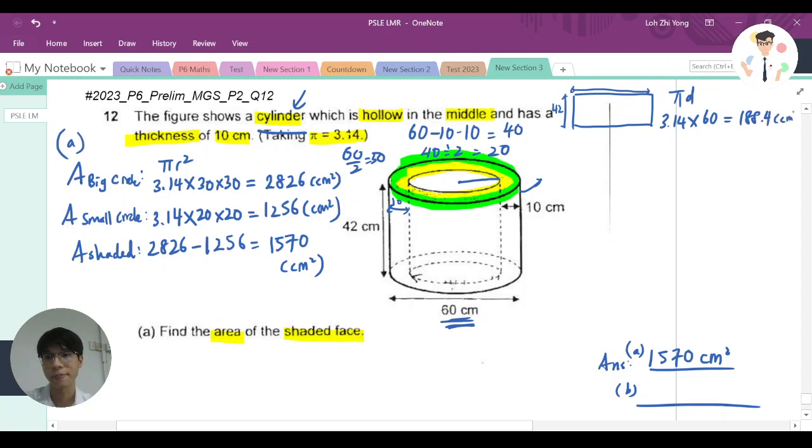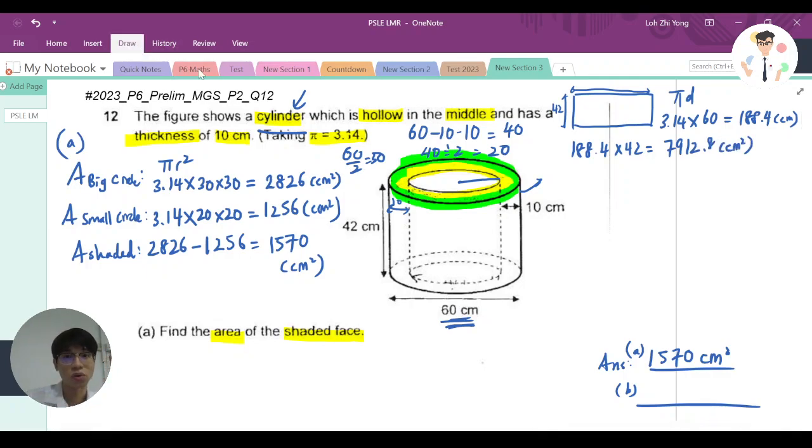Which is actually 188.4 cm. Once I have this, I can times with the length, which is 42. 188.4 times 42, and I know it's actually 7912.8 cm squared. But the next part I need to find is also what? Because there's an inner part also. So I need to find the inner part here.